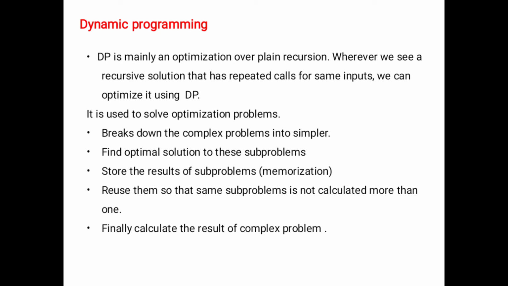Here are the points about dynamic programming. Dynamic programming is mainly an optimization over plain recursion. Wherever we see a recursive solution that has repeated calls for the same inputs, we can optimize it using dynamic programming. What do you understand about this concept? It is the optimization process. As usual, the main problem breaks up into a large number of sub problems based on recursion. Recursion means repeated again and again, using the same parameters, that means the same input and the same function call. The same function calls and the same inputs repeat again and again. So that is the optimality in dynamic programming.